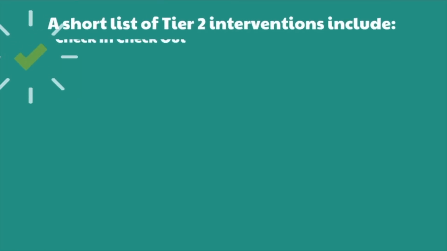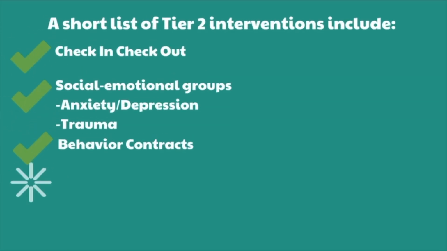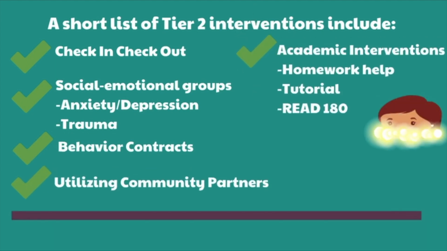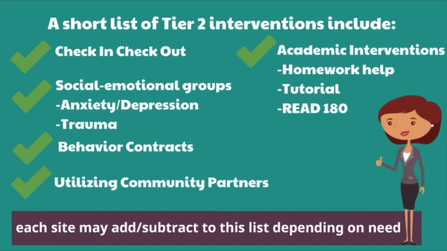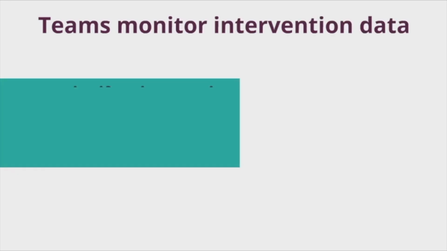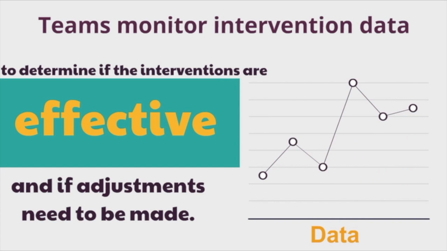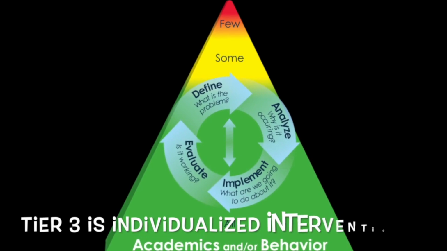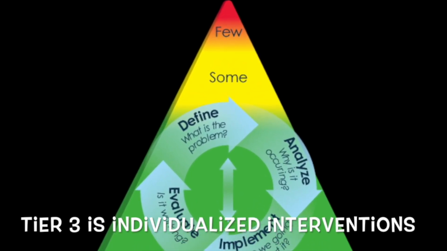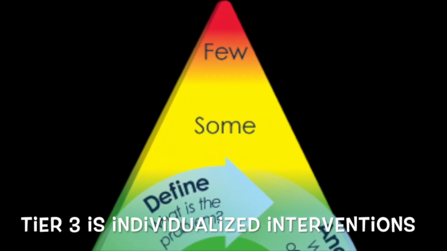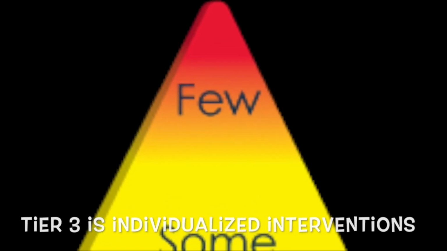There are many Tier 2 interventions that staff can use. Some common ones are check-in and check-out, social-emotional groups, behavioral contracts, and academic interventions, both during the school day and after school. Tier 2 teams then monitor intervention data to determine the effectiveness of interventions and see if any adjustments need to be made. If Tier 2 supports are unsuccessful, a student is then given individualized interventions in Tier 3.